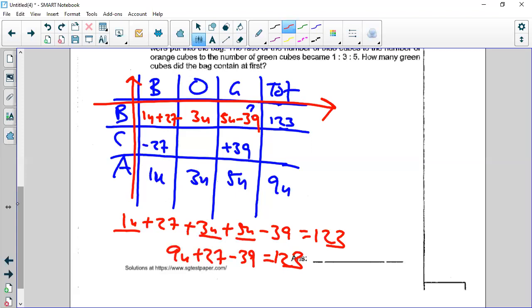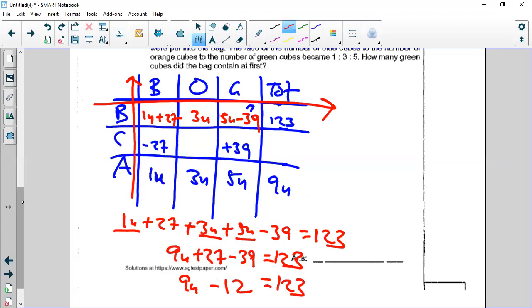Now I'm going to teach you a little bit of secondary school. Later on I'll show you the model, which is a bit longer, but if you can understand this, it's very fast. So 9 units, 27 minus 39 is what? You get negative 12. This is secondary school already, nothing to do with primary, but if you understand this, you can do faster. And then the total is 123. Do you know how to continue from here?